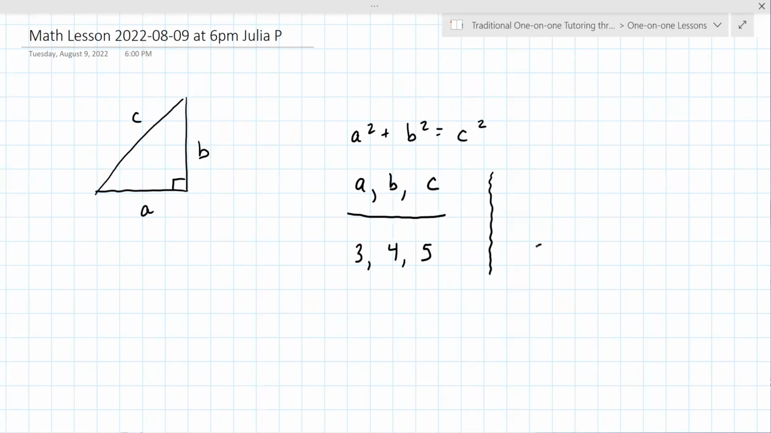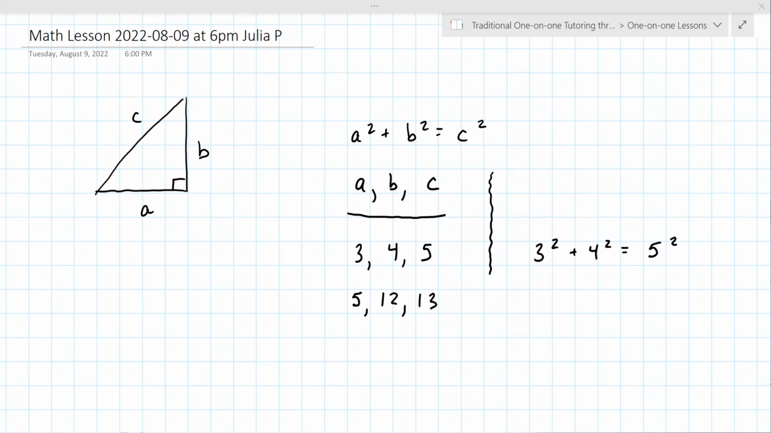So for example, 3 squared plus 4 squared equals 5 squared. You've seen that before. 9 plus 16 equals 25. The other ones, there's many that you might see, like 5, 12, 13. Hopefully you've seen some of these before. Do you remember any other triples?